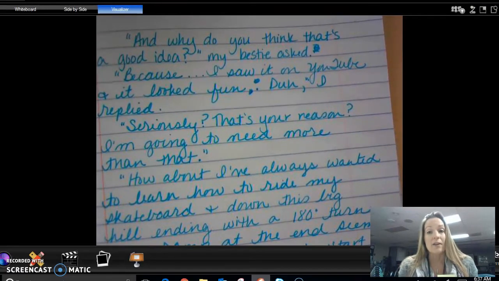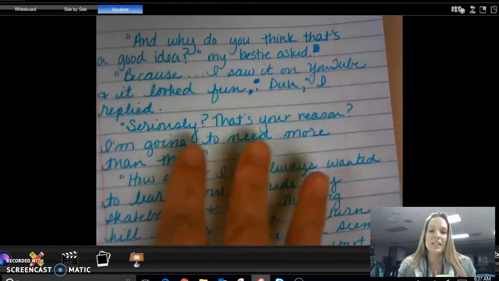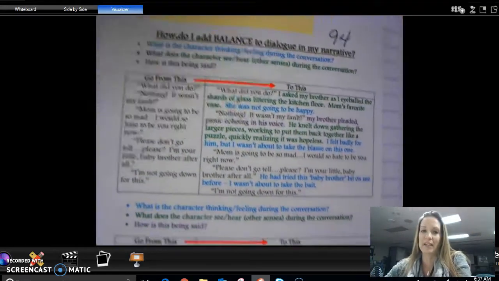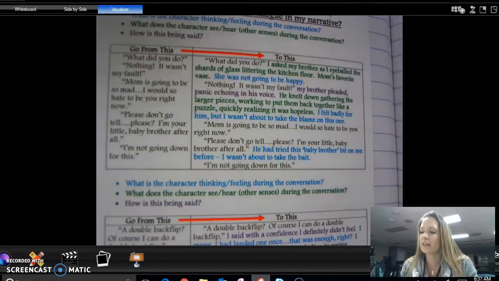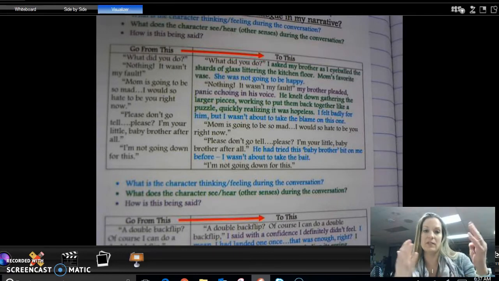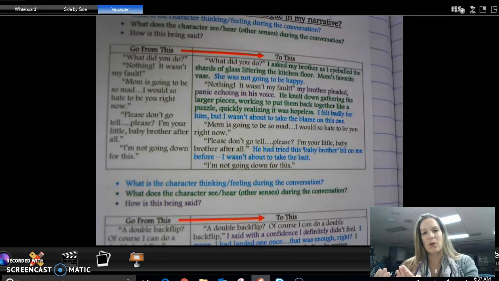Now, what you got was you had the inflection of my voice, but really nothing in here told you to do that. So here's what we're going to take a look at. If you open your resource journal to page 94, there is a chart that talks about different ways that writers will add to dialogue to help balance it so that there's the dialogue, which is good, and there is also this other element of how are they saying it? Where are we? What gestures is someone using?